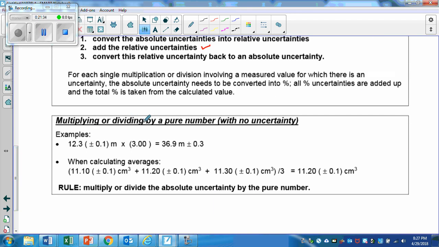When you're multiplying or dividing by a pure number, so I'm multiplying this number with this number. So I have this uncertainty here, 0.1. Okay, my uncertainty, 11.0 plus minus, when calculating the averages. So when calculating, multiply or divide the absolute uncertainties by a pure number.